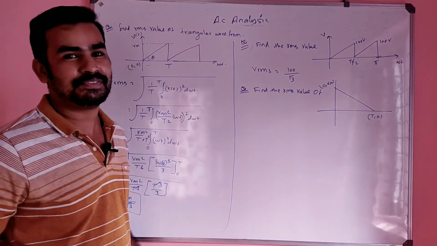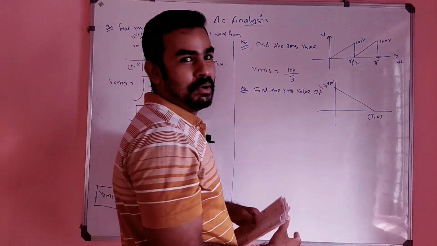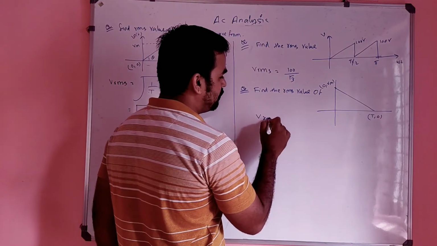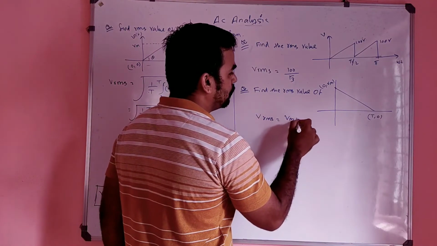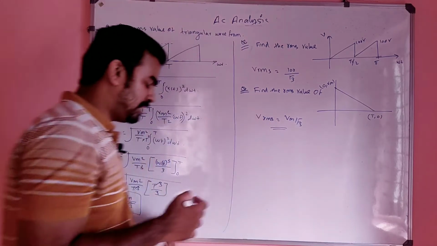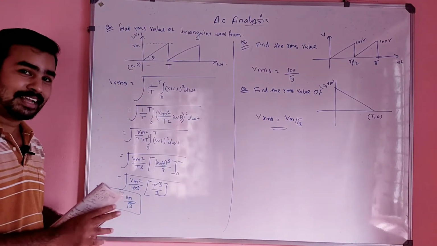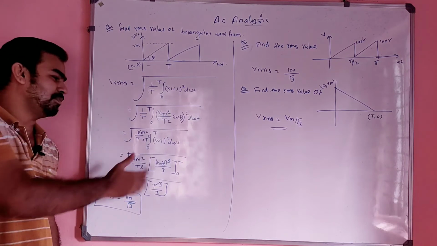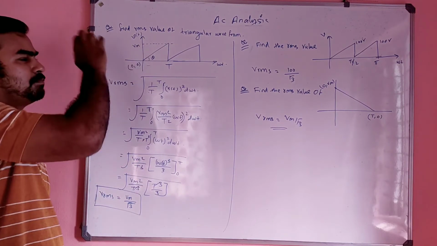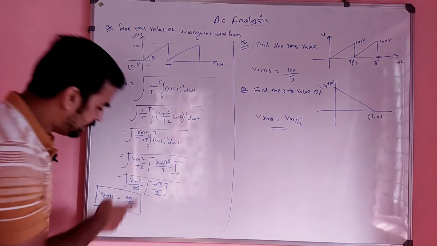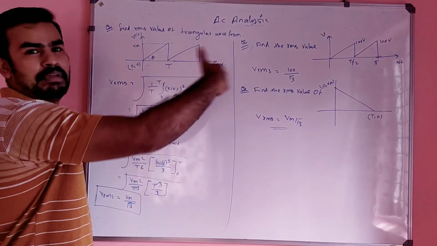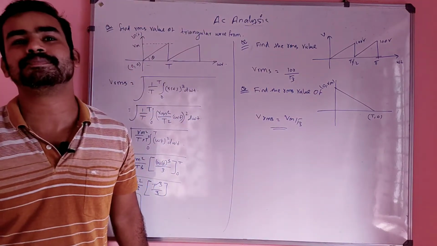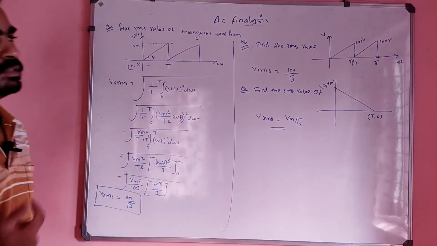Then how can we solve it? You need not get confused. Simply take the peak value, that is Vm. So simply Vrms will be Vm by root 3. No need to calculate. See how simplified the answer will be if you know this fundamental. If you know the RMS value of a single waveform, you derive it once, and you can apply it to many waves, like spike or sawtooth waveforms.